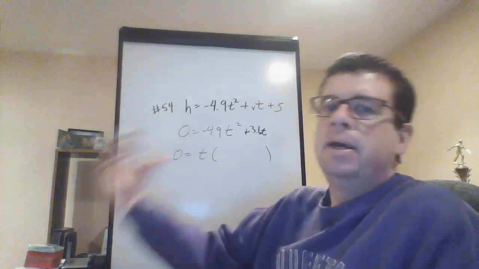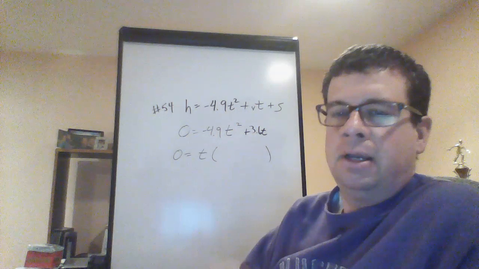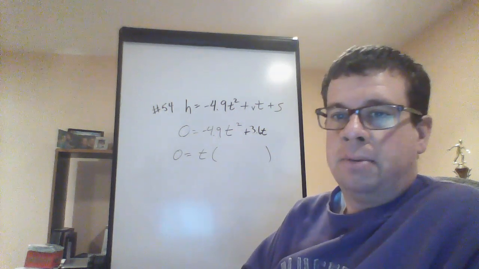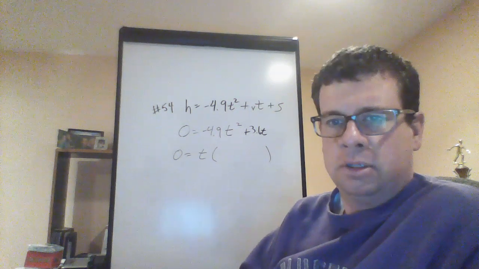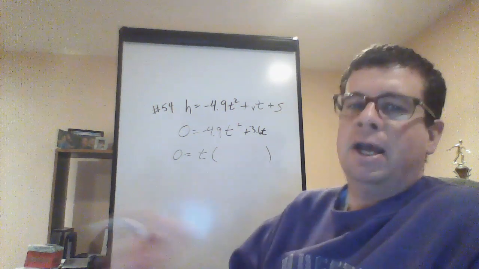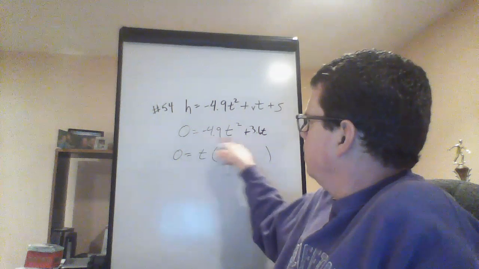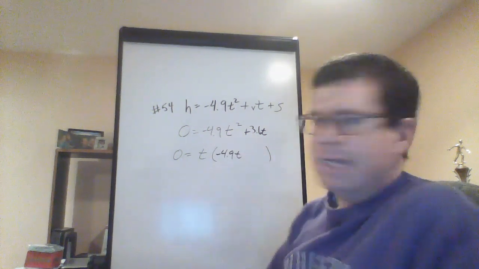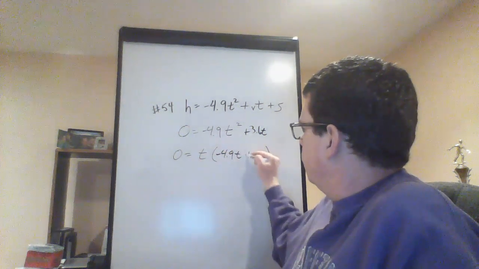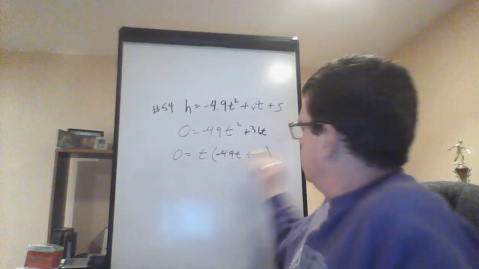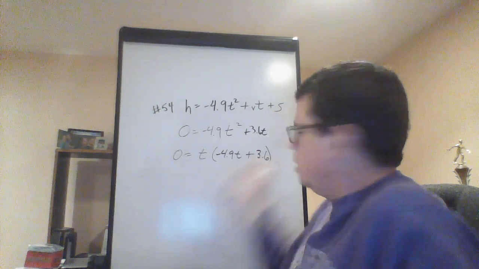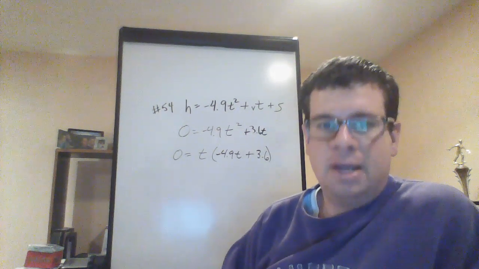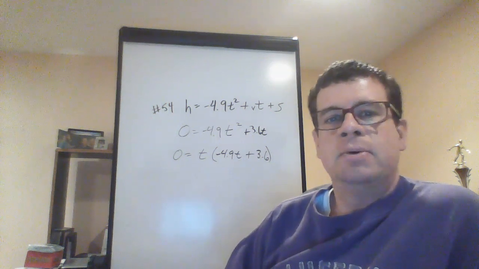Again, factoring out is the undistributive property. I'm really undistributing these things. We've done the distributive property; this is the distributive property backwards. So I can factor out a t, and then t times what would give me negative 4.9 t squared? That would be negative 4.9 t. And then t times what would give me 3.6 t? That's going to be 3.6. All right. So now I've got it factored. I've got it written as a multiplication problem, and I've got it equal to 0.